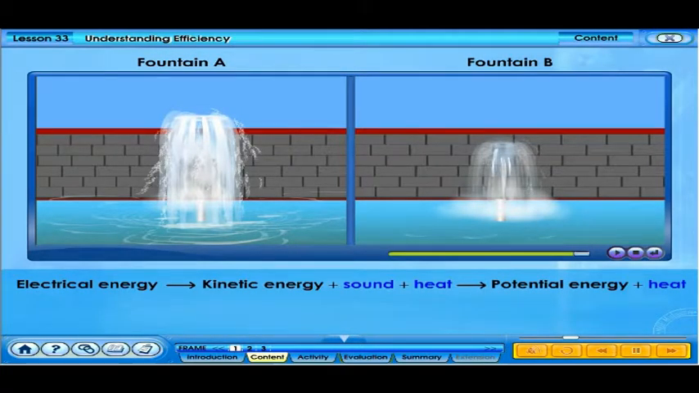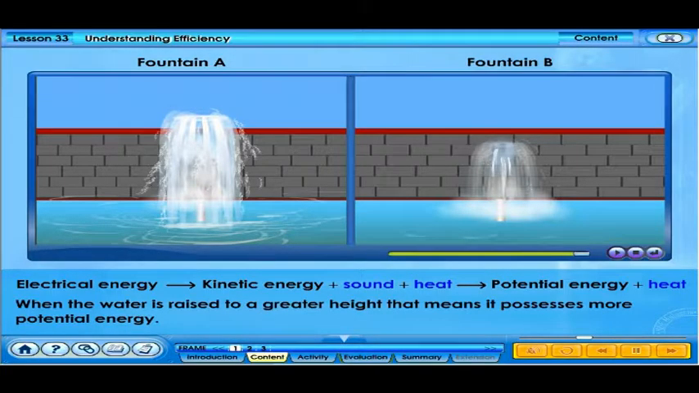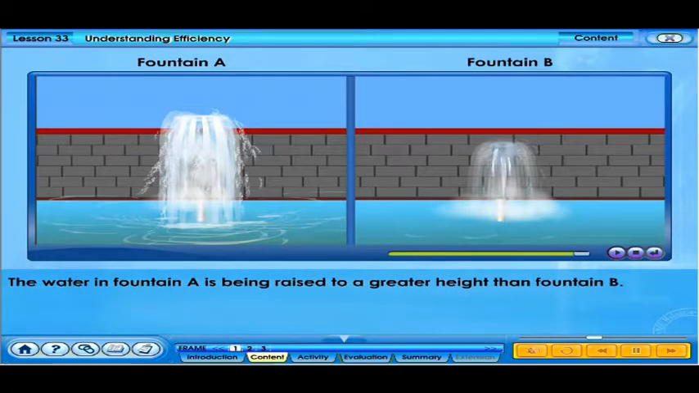The electric pump of the fountain converts electrical energy input into kinetic energy of the water, which is then converted to potential energy at the end. When the water is raised to a greater height, that means it possesses more potential energy. The water in fountain A is being raised to a greater height than fountain B.